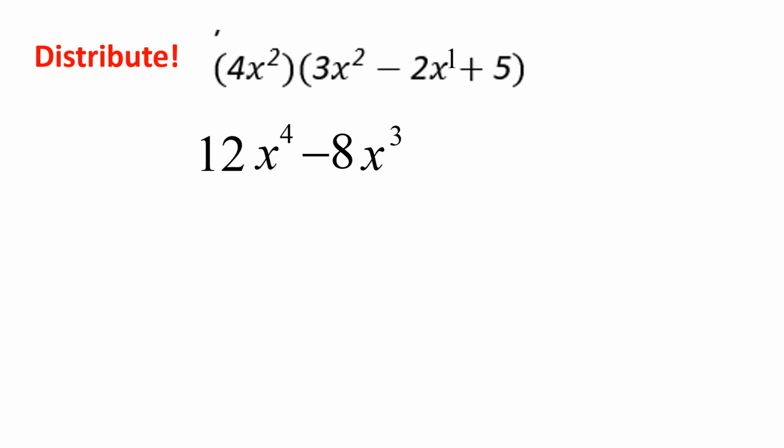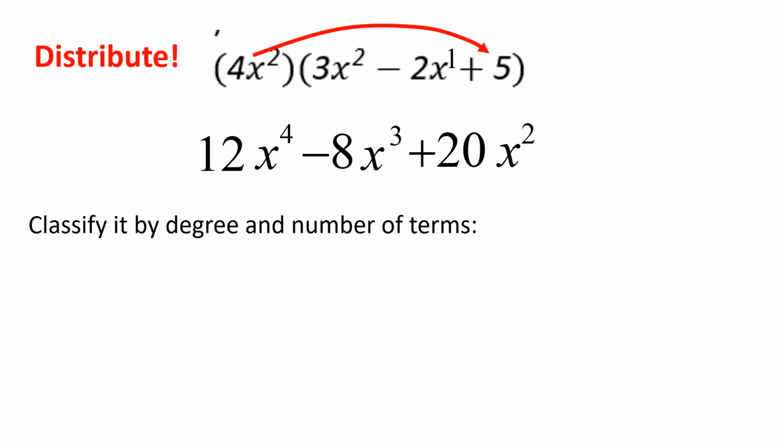Now I'm going to take the 4x squared and multiply it by the 5. I'm going to multiply the 4 times 5, which would be 20. And there's no other x, so I'm just going to write it down, x squared. If I'm going to classify this by its degree and number of terms, its degree is 4, so that would be quartic, and it has 3 terms, so it'll be a trinomial. So it'll be a quartic trinomial.